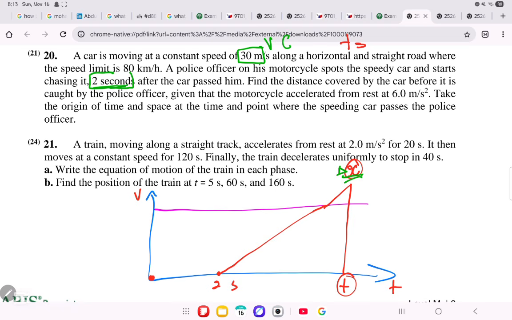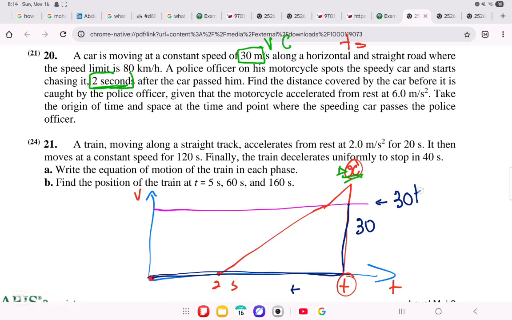equations of motion. If I have a constant velocity and I want to find the distance or the displacement it travels here, it's a rectangle, so it's side times side. So if my velocity was 30, and the total time taken was t, how much would be the displacement or the distance of the car? It would be 30t. Very important.